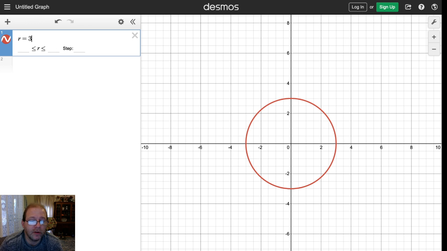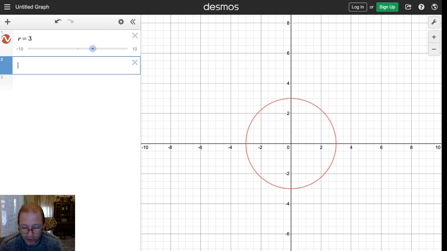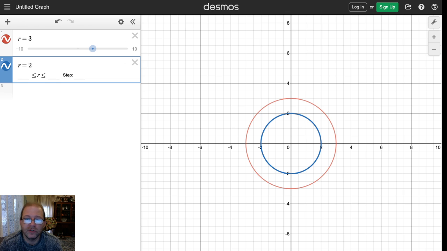here with radius 3. The way it knows that you're trying to do something with polar coordinates is the fact that you gave it an equation that starts with r. So r equals 3 gives you the circle with radius 3. r equals 2 gives you that.